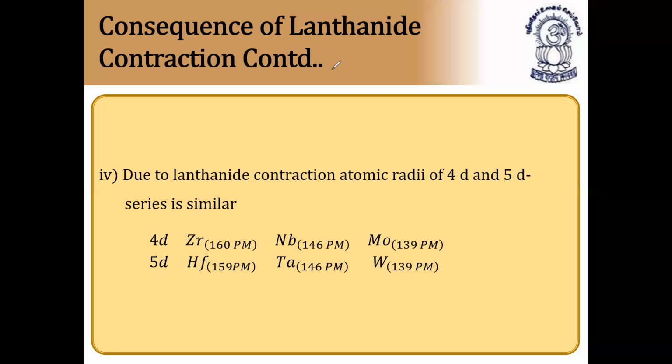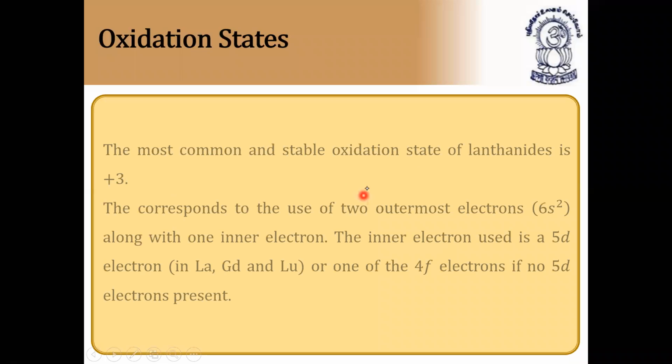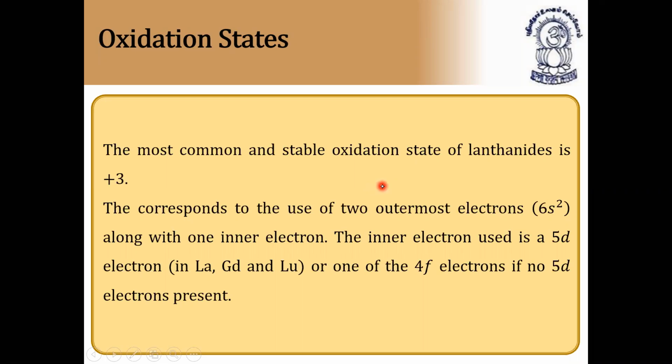Next continuation. Now, what are the common oxidation states of lanthanides? The most common and stable oxidation state of lanthanides is +3 only. +3 means maximum it can lose 3 electrons. This corresponds to the use of two outermost electrons along with one inner electron. The inner electron used is a 5d electron, or one of the 4f electrons if no 5d electrons are present. So in some elements we have seen 5d electrons also.